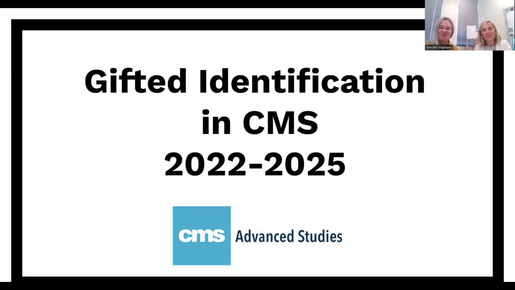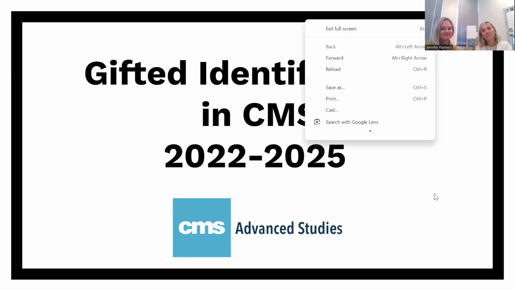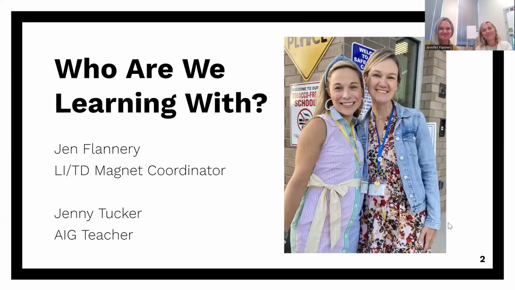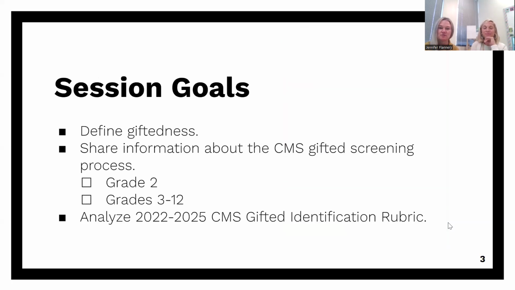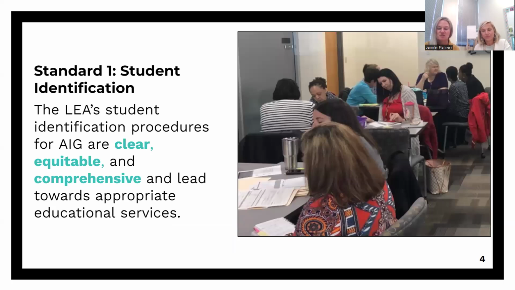I'm the AIG teacher. And we're going to walk you through the identification process for second graders. All right, so today we're going to talk about the definition of giftedness. We're going to share some information about the screening process that we have. The second grade screening process is a little different than the third through 12th grade process. And then we're also going to analyze the identification rubric. Our state does require that our district develop clearly outlined procedures for identifying and serving gifted students.